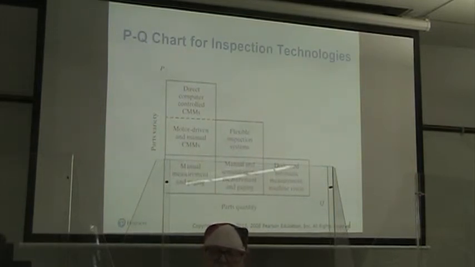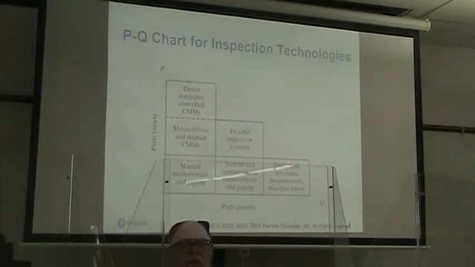Right? That then implies that flexible inspection systems are used at a slightly higher parts quantity. And at the highest level of parts variety, we have direct computer-controlled coordinate measuring machines. Okay, so as you can see, the coordinate measuring machines kind of blend from one parts variety to the other here.